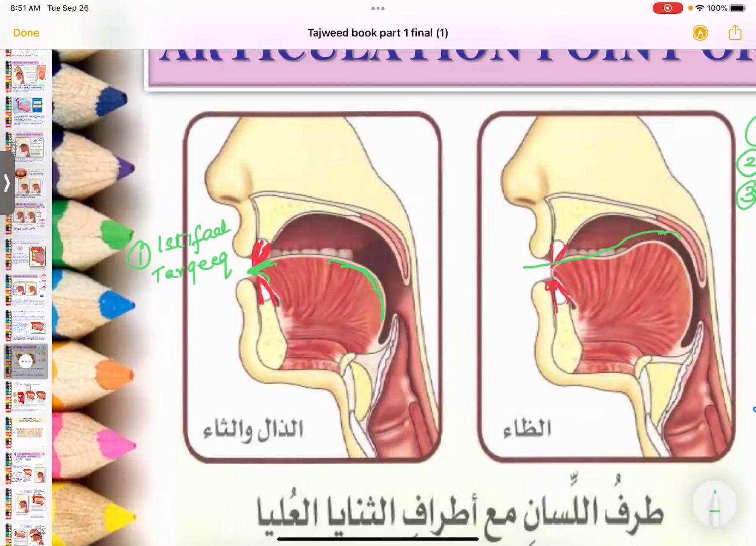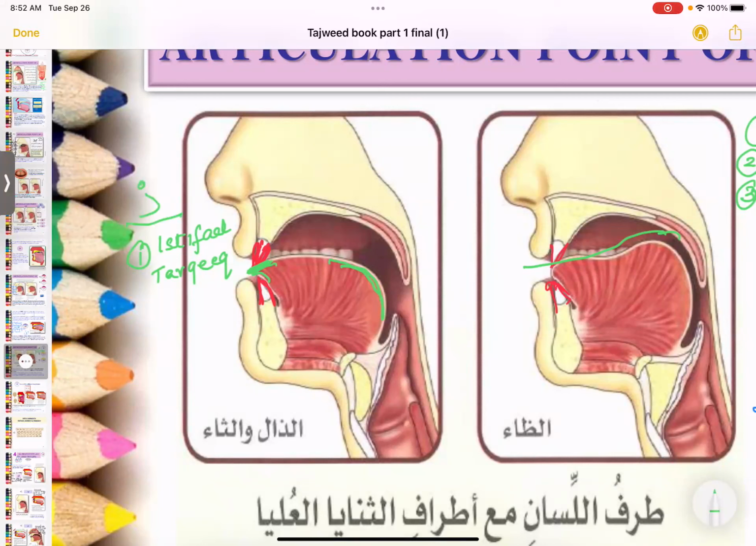And the sound of these letters is a thin sound. Tarqiq means you are adding a thinness to the sound. So when you say dal, you don't say wall, you don't say for, you say dal. And with tha, you don't make the sound thick. No thickening of sound. Let's take dal first, because there's a difference between dal and tha.